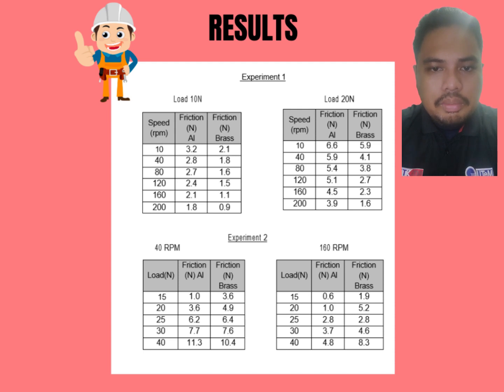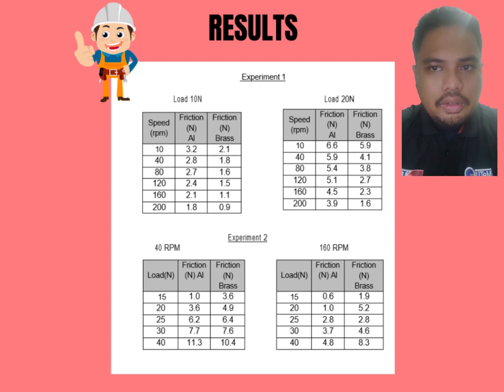and using materials of aluminium and brass, the reading of the friction is steadily decreasing for both aluminium and brass. And for the second time of experiment 1, we use a constant load of 20 Newton and change the speed from 10 to 200 rpm. As we can see, the friction of the aluminium and the brass material is significantly decreasing while the speed is adjusted from 10 to 200 rpm.